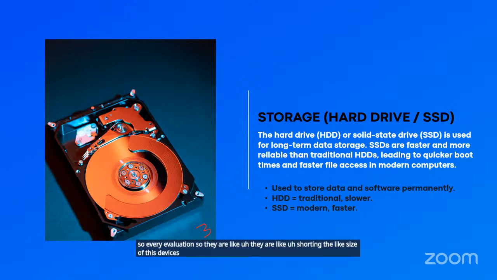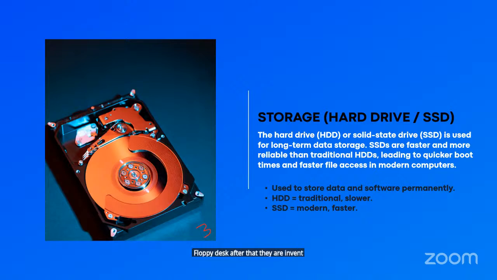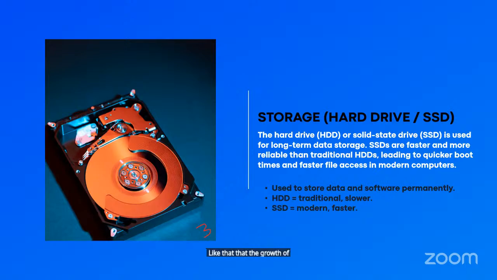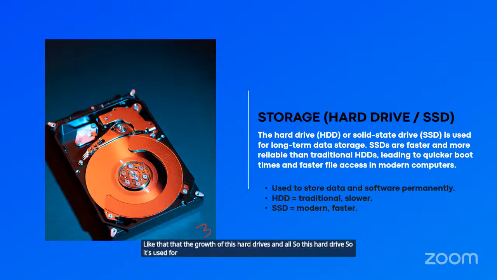With every evolution, they are shrinking the size of these devices. First they used the floppy disk. After that, they invented the CD, then the DVD. After that, they figured out the hard drive, and then SSD, M.2, and so on. This shows the growth of hard drives. The hard drive is used for long-term data storage. We store our data, photos, videos, and documents on the hard drive, and it keeps the data for the long term.